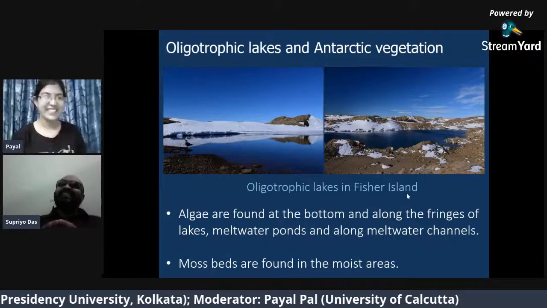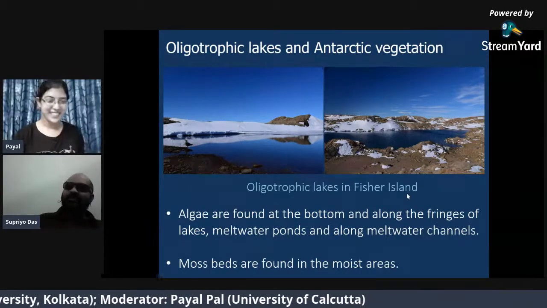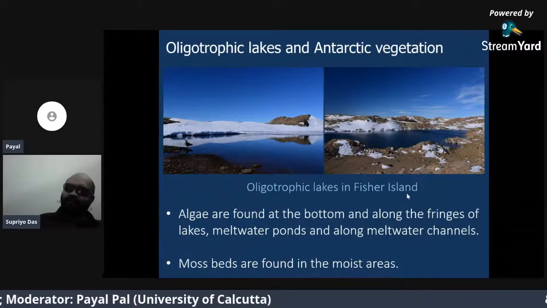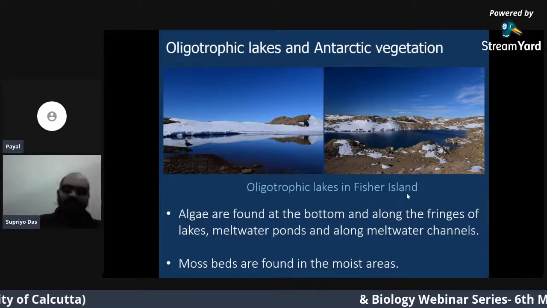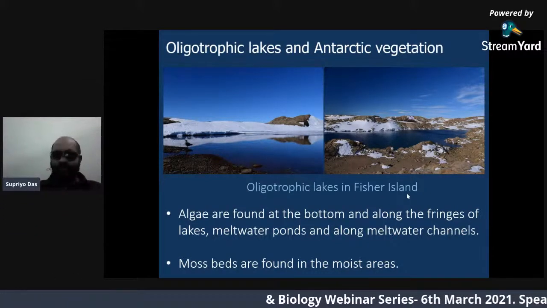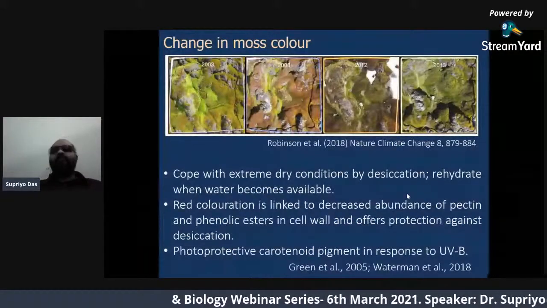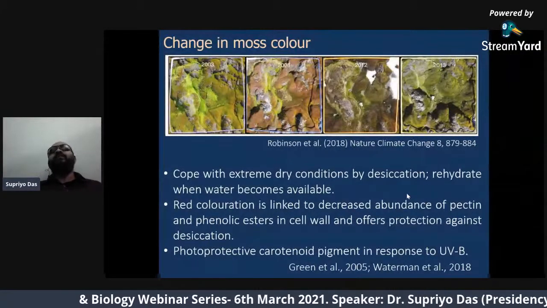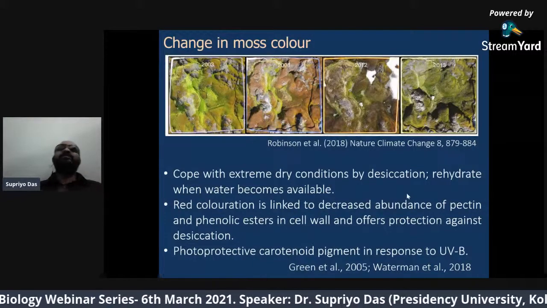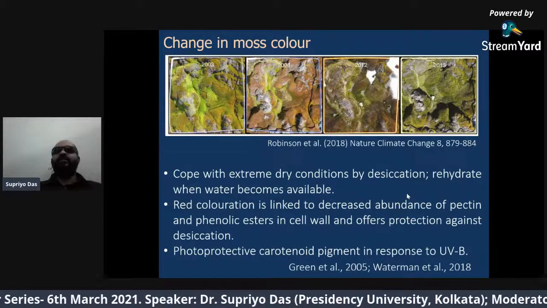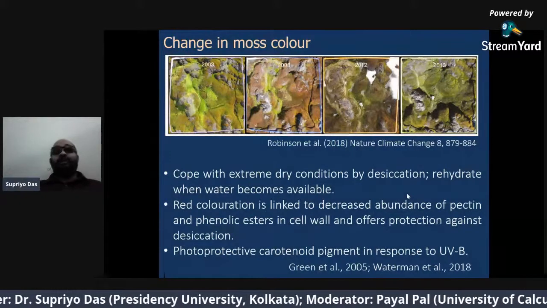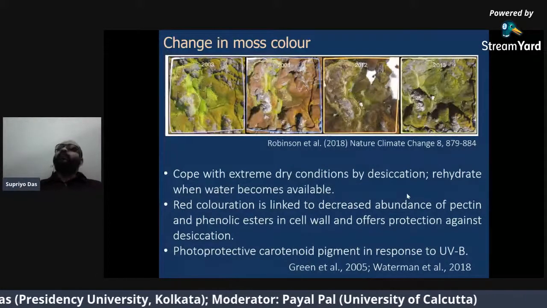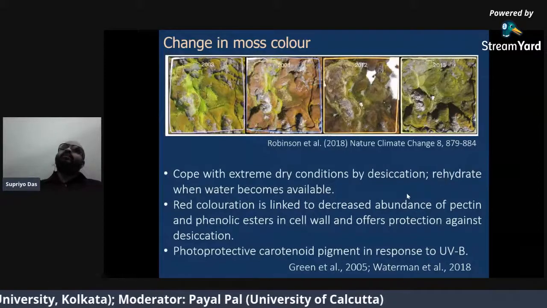So there is another form of vegetation, that is moss. We find algal mats in the moist areas or mostly under the water, and then the moss. Sorry, in the moss beds. Now, the first thing that I observed in Larsemann Hills is a change of color of the moss beds. Some moss are green, some are red, reddish green, some are gray, black, or even completely dry.